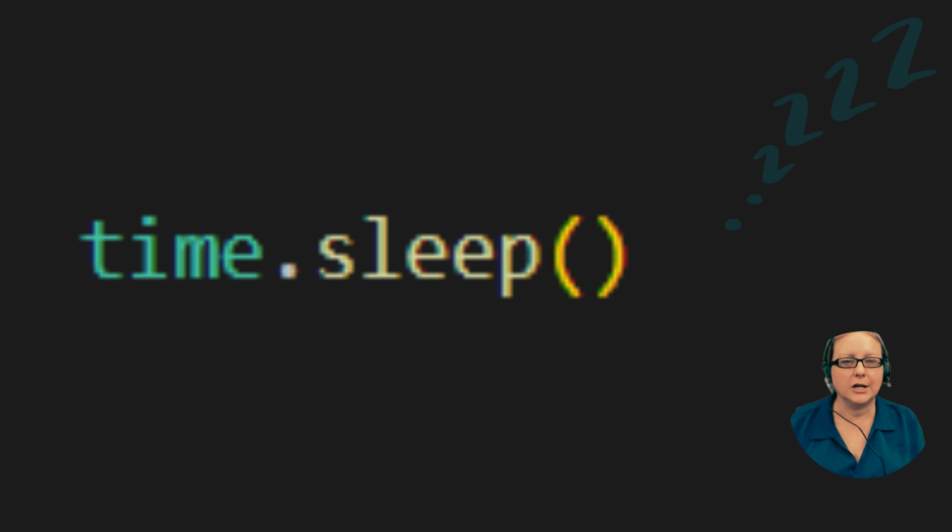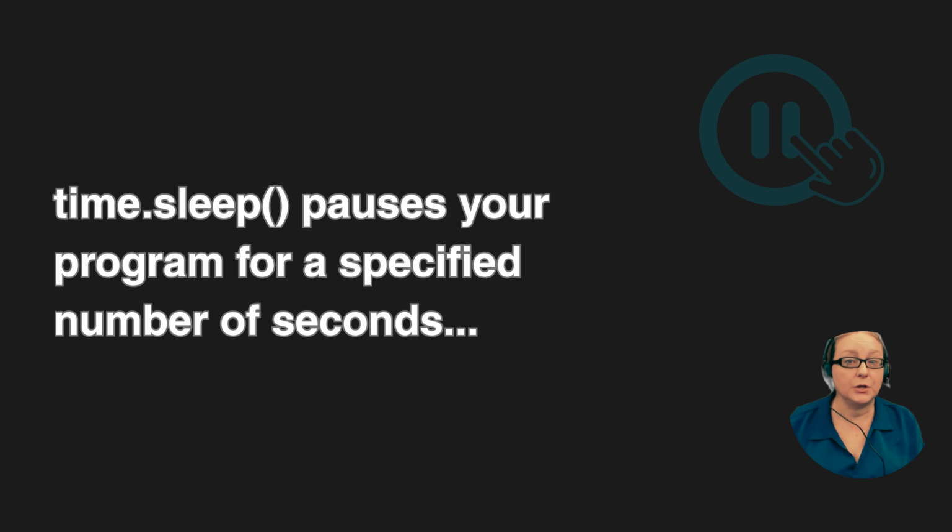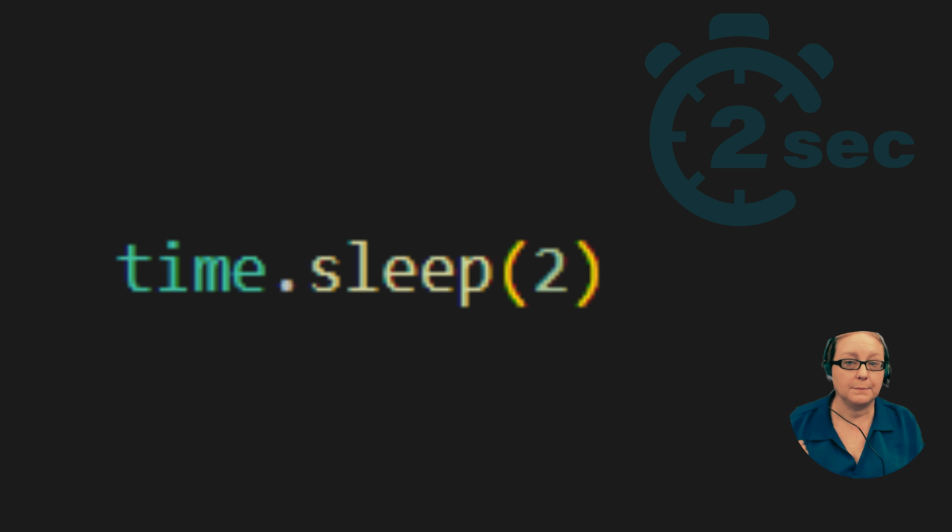Second, time control. The key function here is time.sleep. This literally pauses your program for a specified number of seconds. If you write time.sleep(2) with the 2 inside the parentheses, your program will stop and wait for exactly 2 seconds before continuing.